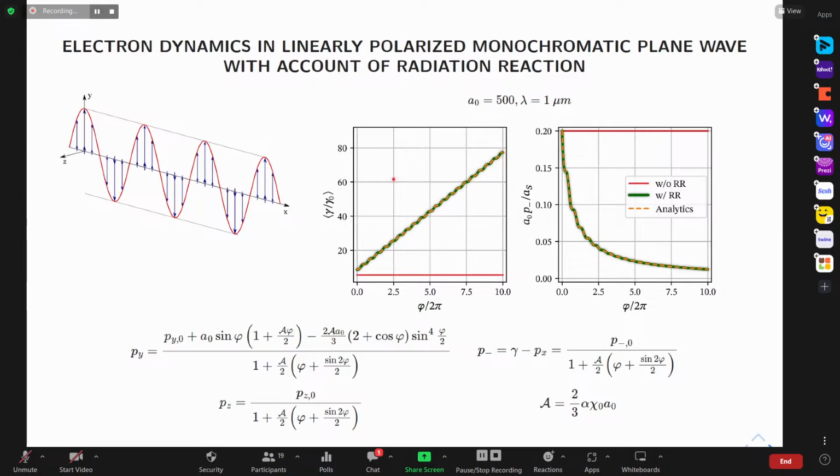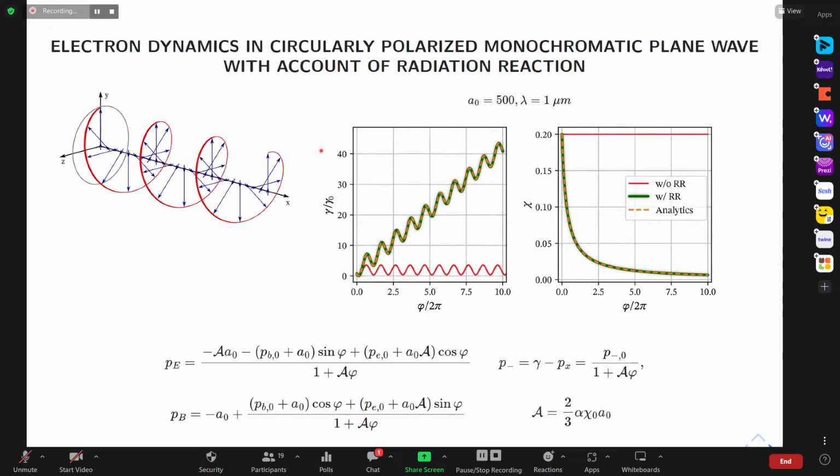And before actually analyzing these results, I will present the second special case, which is a circularly polarized monochromatic plane wave. In that case, the solutions for transverse momentum are even simpler. And so yeah, now how this solution is different from a usual solution without radiation reaction. Now, the most interesting and quite unexpected thing is that when we account for radiation reaction, electron is actually able to gain unlimited energy in plane wave, which you can see from the left graph.